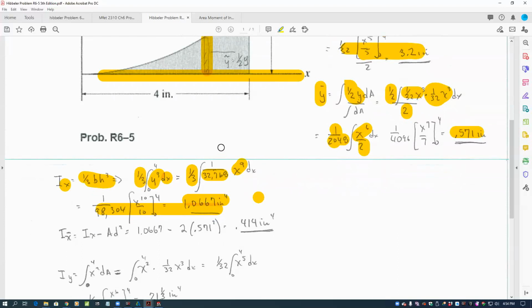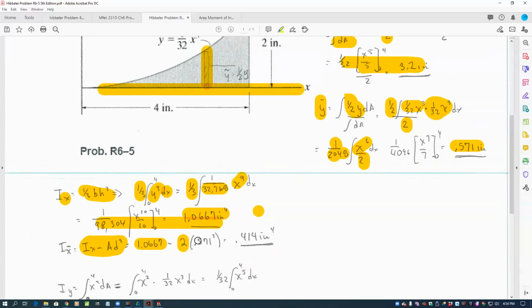If we then move it to the centroidal axis, we just use the parallel axis theorem kind of in reverse, don't we? If we're moving it from the centroid to the x-axis, we'd say this value plus that one. But since we're moving it from the x-axis to the centroid, we say our value of the moment of inertia with respect to the x-axis, and move it to the centroid. So the 1.0667 minus the product of our area times the distance we're moving it. And we're moving at the y bar, so that becomes 0.414.